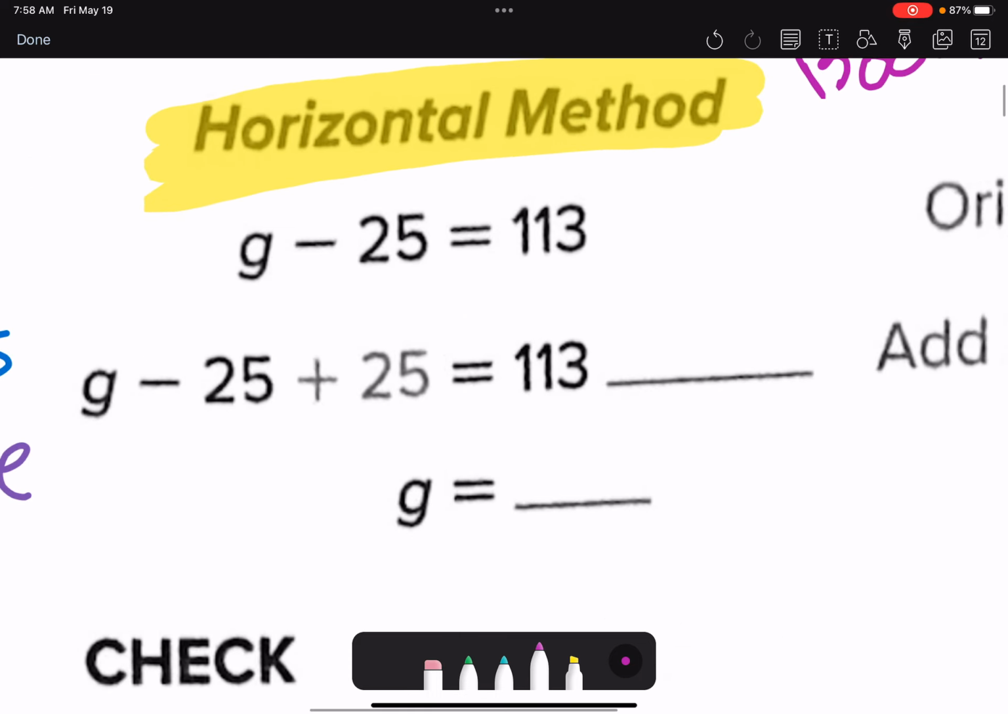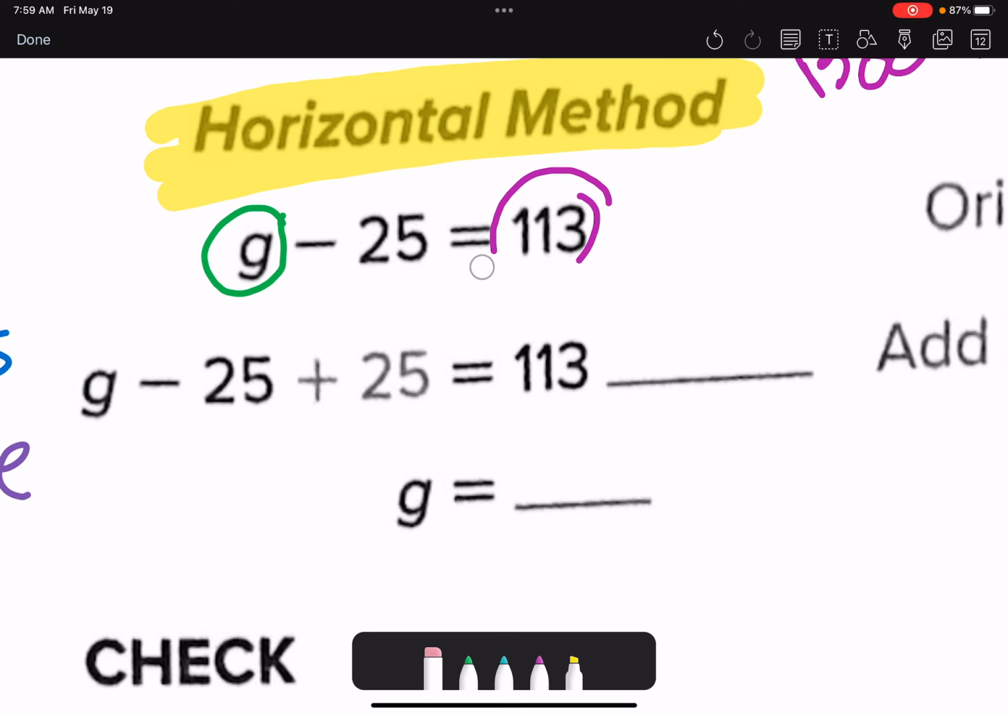Now, what I mean by that is, could I move the 113 over here? Absolutely, I could, and I would be left with a 0, but why would I do that if my goal is to get g by itself, right? I want to get g by itself. So I'm not going to do that.